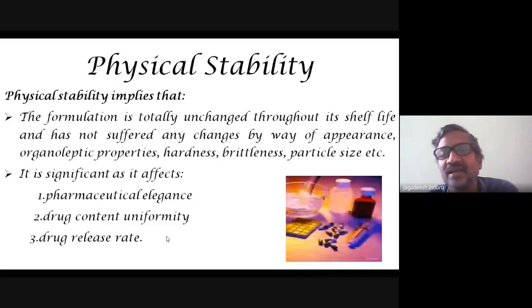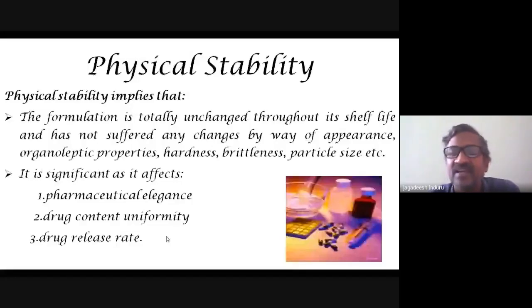Dissolution rate will obviously be affected, because a bigger particle has the least surface area and will be less soluble when compared to a smaller one, which has the highest surface area, and will be fast dissolving. So these are all the factors that affect. That is the reason we give one test called description in every stability study. So that will take physical stability into consideration.